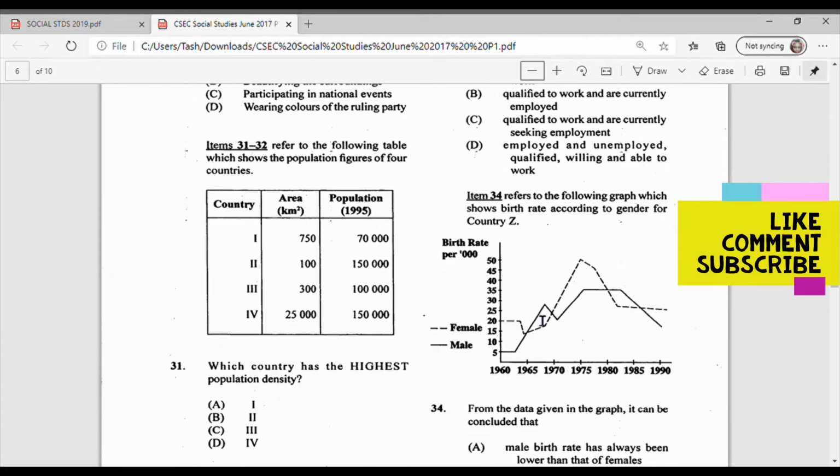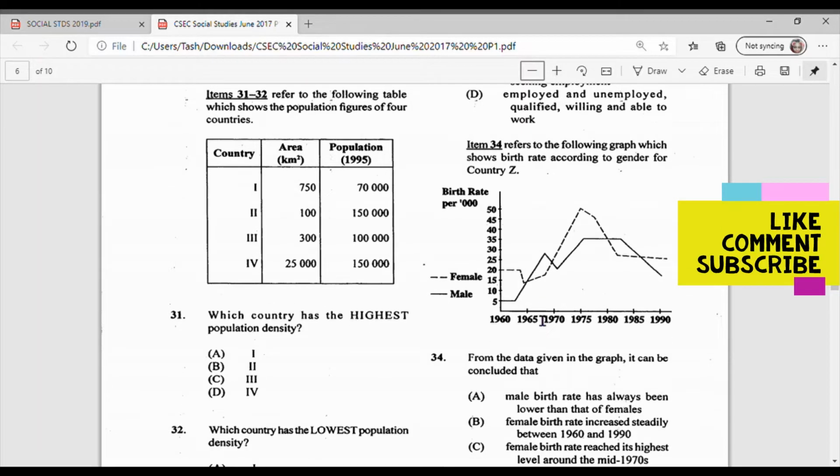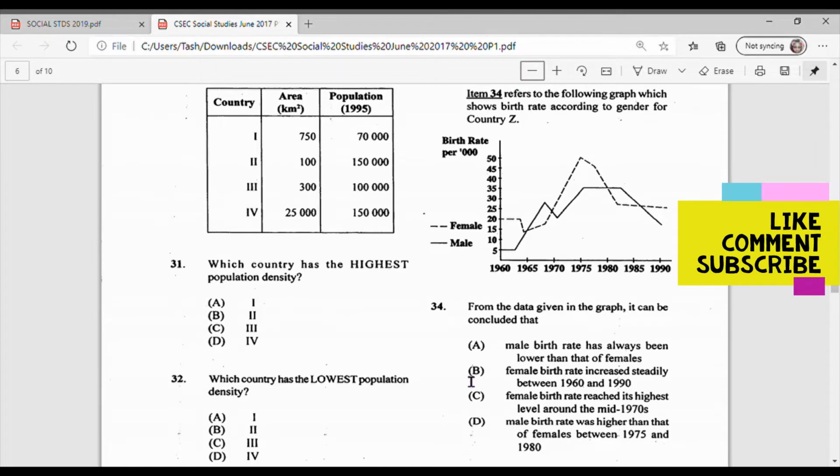Number 34 refers to the following graph, which shows birth rate according to gender for country Z. So the birth rate, you're going to use that to answer number 34. Let's explain the graph first. Birth rate is per 1,000. The female is the broken line, that's this one here. And the male is the unbroken line. This is showing the quantity and this is showing the year on this axis.